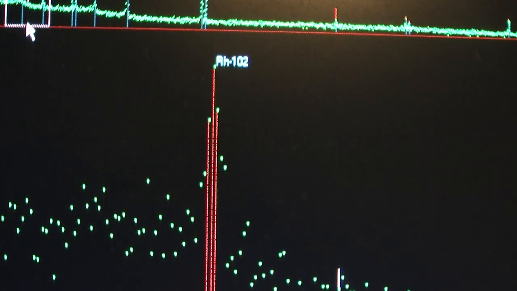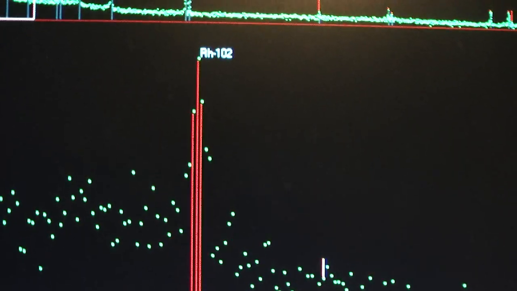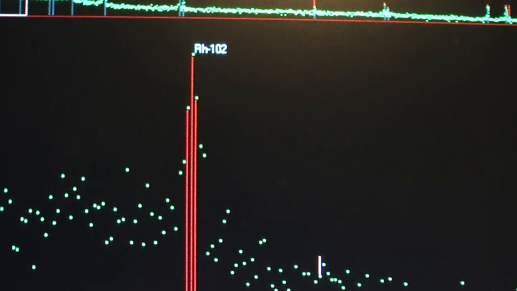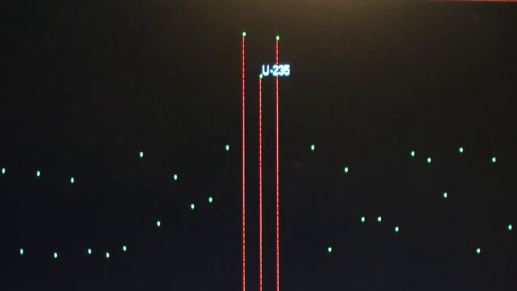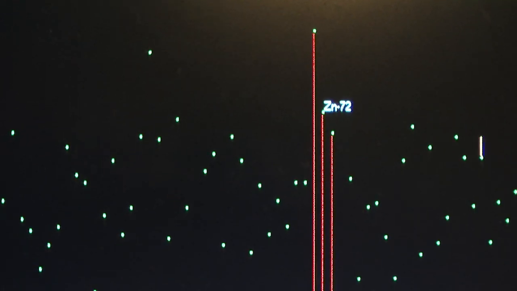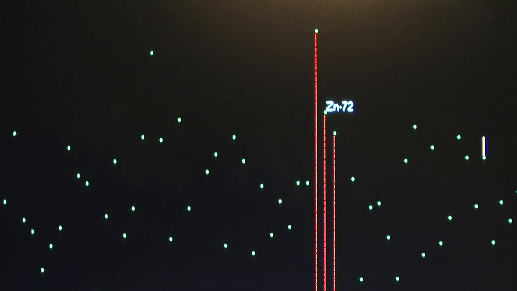Rhodium-102 we have here. This is a fission product from Fukushima. But the most serious one is the U235. I mean, these peaks are not very large, but then remember the sample is really small. Really small sample. It's just a few grams.